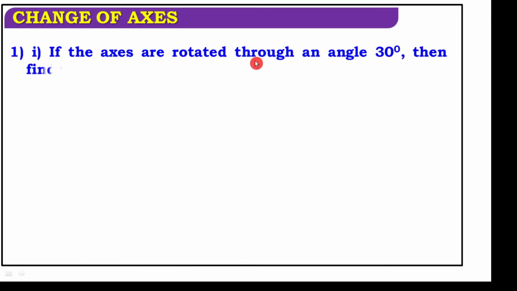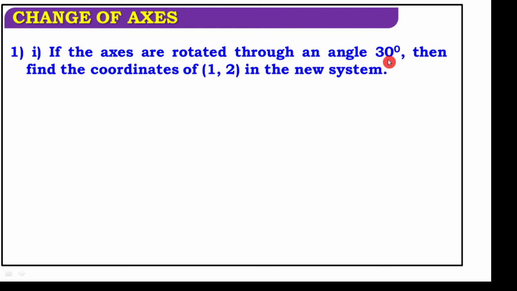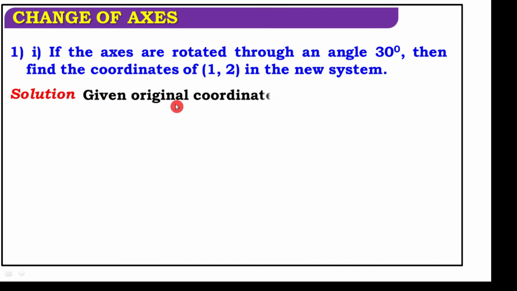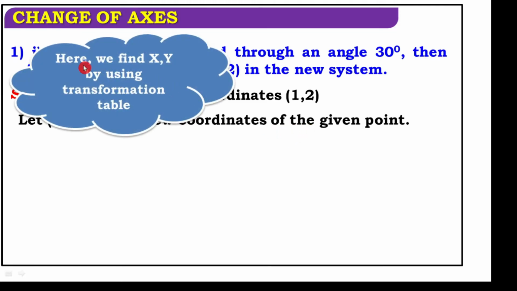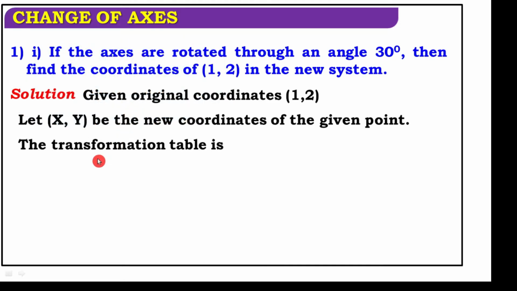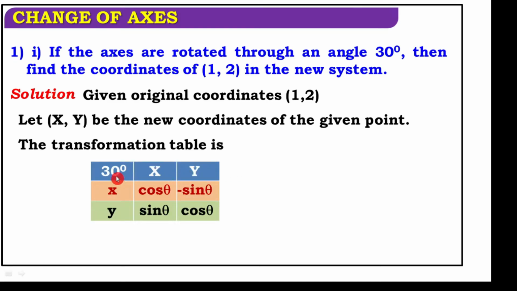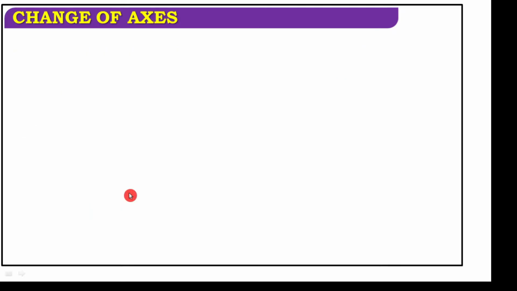If the axes are rotated through an angle theta of 30 degrees, then find the coordinates of (1, 2) in the new system. Given original coordinates (1, 2), let capital X, Y be the new coordinates of the given point. Here we find capital X, Y by using the transformation table, where theta is 30 degrees. So we have to find the values of capital X, Y.